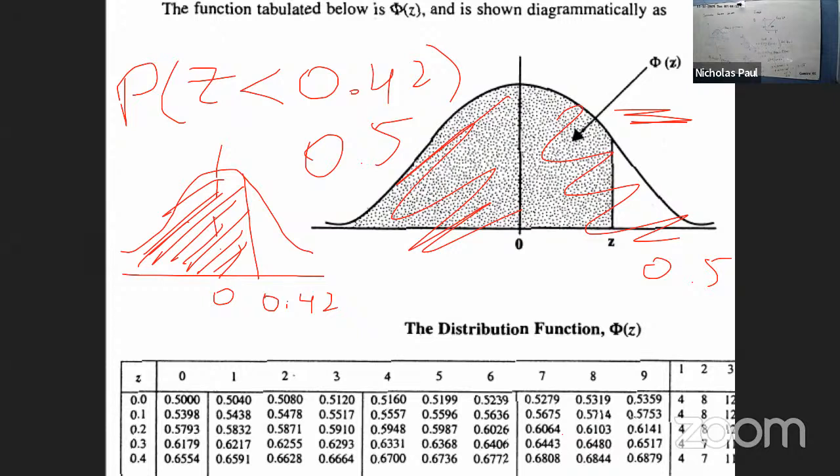So how do we read it off? From here, we look for 0.4. Remember it's 0.42, and you look for 2, where they intersect. That is the answer. 0.6628. Of course, we are able to work through this.